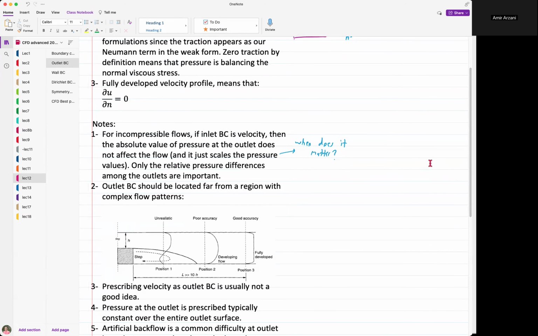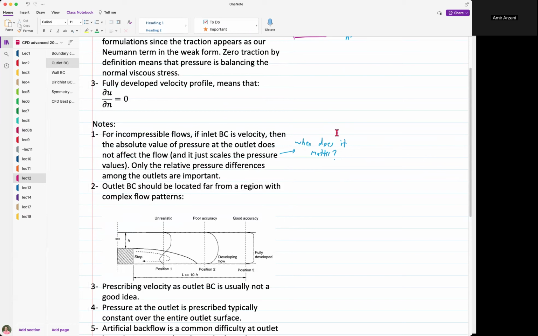For incompressible flows, if inlet boundary condition is in terms of velocity, then the absolute value of pressure that you set at the outlet does not affect the flow. It just scales your pressure values. And in an incompressible flow, the absolute value in most cases doesn't matter.